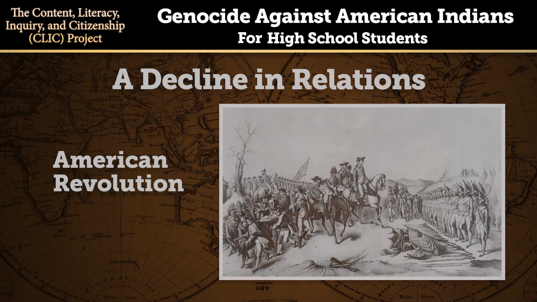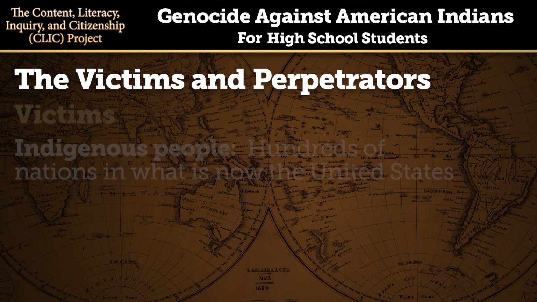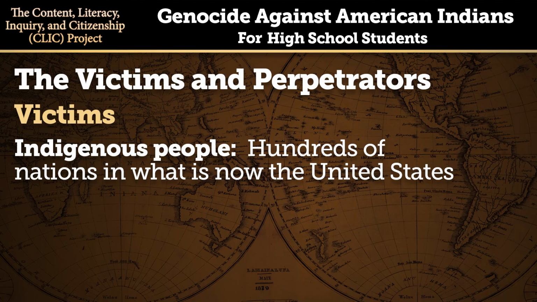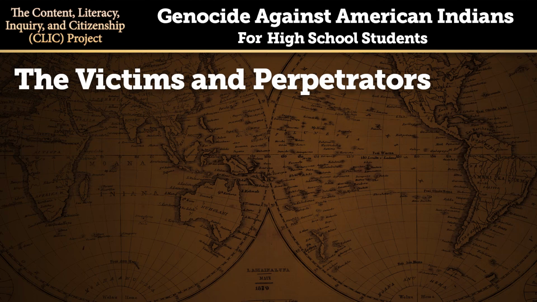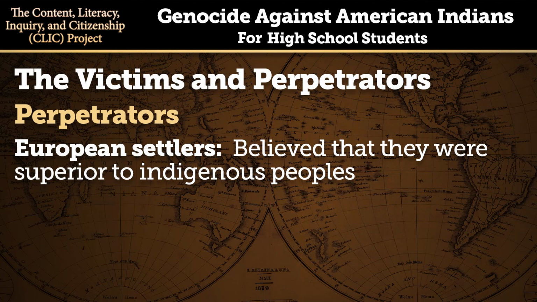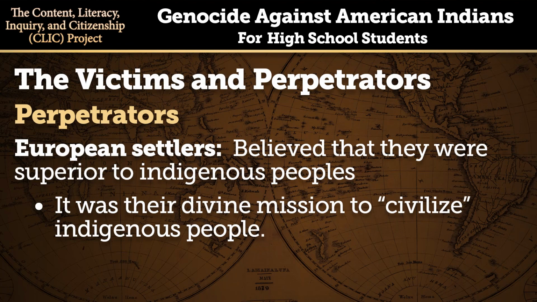Now, let's discuss the victims and the perpetrators. The victims were the indigenous people, who made up hundreds of nations in what is now the United States. Not only did American Indians look and dress differently than the Europeans, but they also had different languages, customs, and religious practices. When European colonization in what is now the United States began, settlers made distinctions between themselves and the indigenous inhabitants of the land, who they called Indians. Many European settlers were the perpetrators who believed that they were superior to indigenous people and often described people from Indian tribes as savages, barbarians, or wild animals. Many European colonists felt it was their divine mission to civilize indigenous people and bring them to a more European way of life.